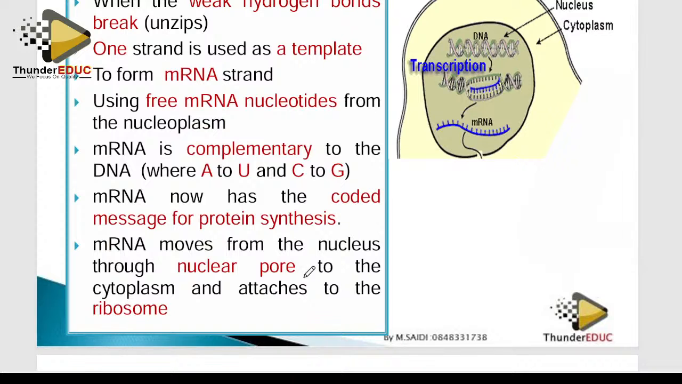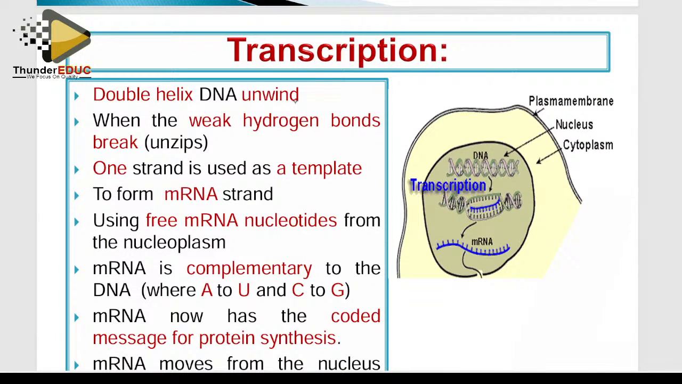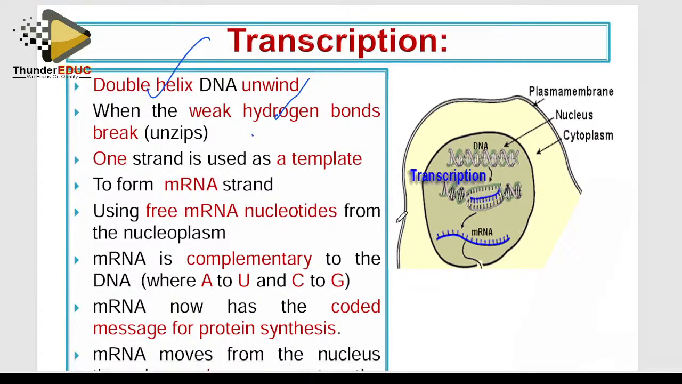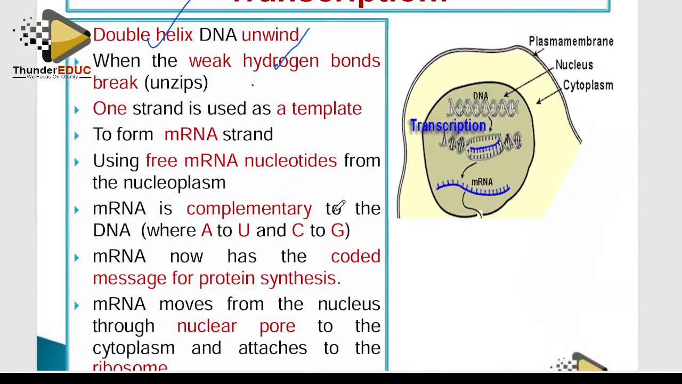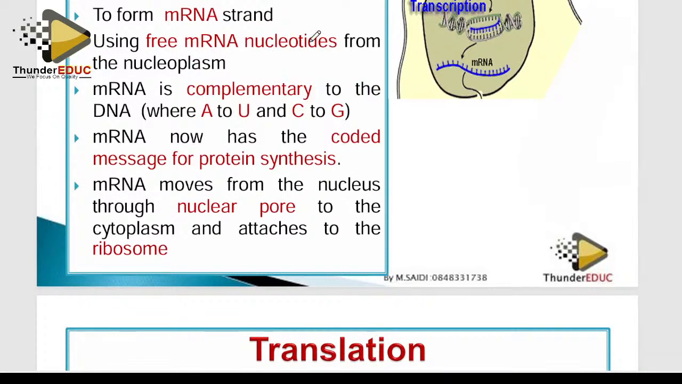So that is done. I'm not going to go through it, but: double helix DNA unwinds, weak hydrogen bonds break. You understand? Then one strand is used as a template. Here I used a different version: it forms two separate strands, and one is acting as a template. So you have to describe it. They just want only 4 points from there, and then you get it right.